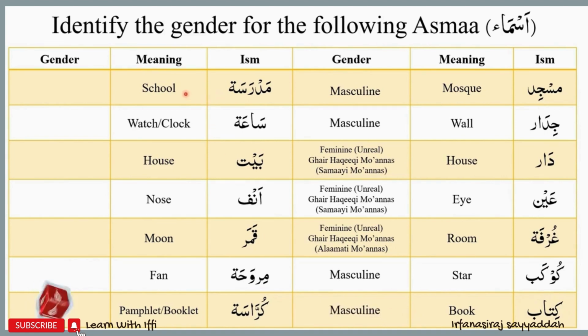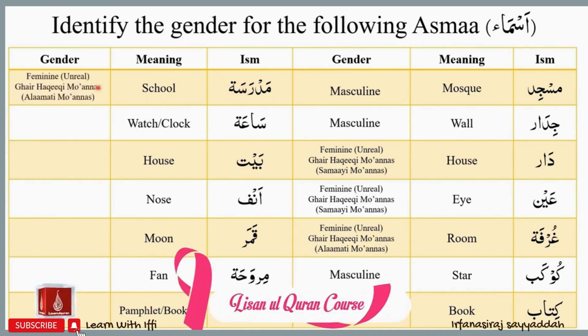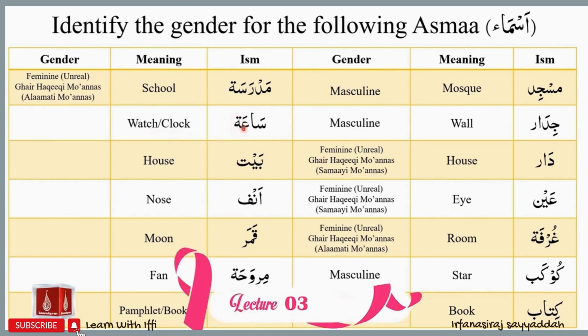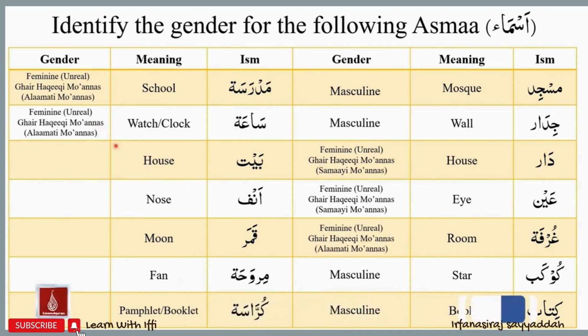Madrasa, which means school. This word has the round ta or the gol ta at its end, so it is a feminine and it is an alamati muannas. Sa'a, which means watch or clock. Sa'a also has a gol ta or round ta at the end, so it will be used as feminine and it is an alamati muannas or marked feminine.